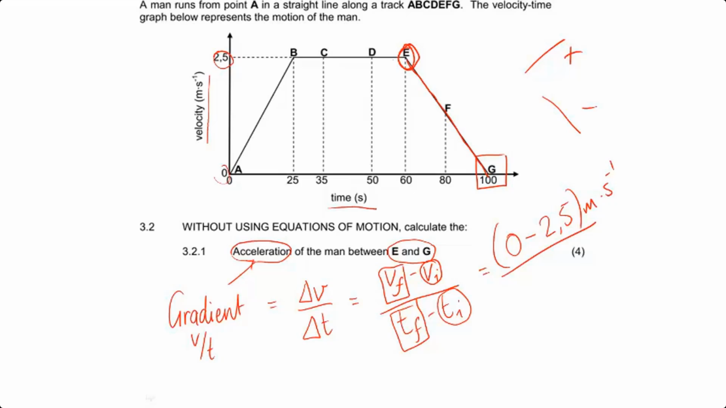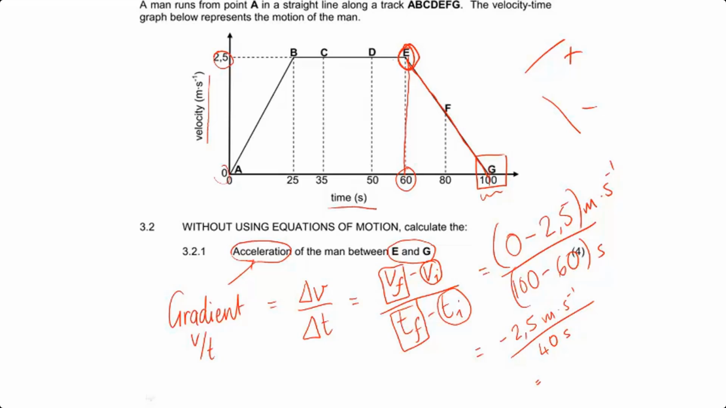T final we see here is 100, and T initial we see here is 60, and that's seconds. So we have 0 minus 2,5. Be careful, it's not equal to 2,5. It's equal to minus 2,5 meters per second. Divide by 100 minus 60 is 40 seconds.